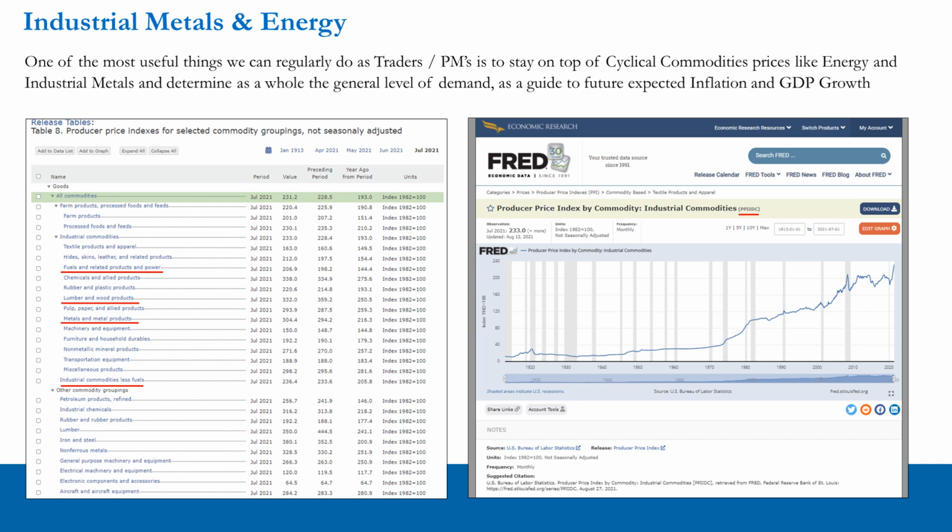And of course, we can always click in to the sub-indices like lumber and wood products, metals and metal products, fuels and related products and power, industrial commodities, less fuels. We can always click in to those sub-indices, bring up the pages and download the data and really drill down into the cyclical commodity indices themselves. But we look at the headline level, the all commodities index, and we look at industrial commodities index, which contributes to the all commodities index.